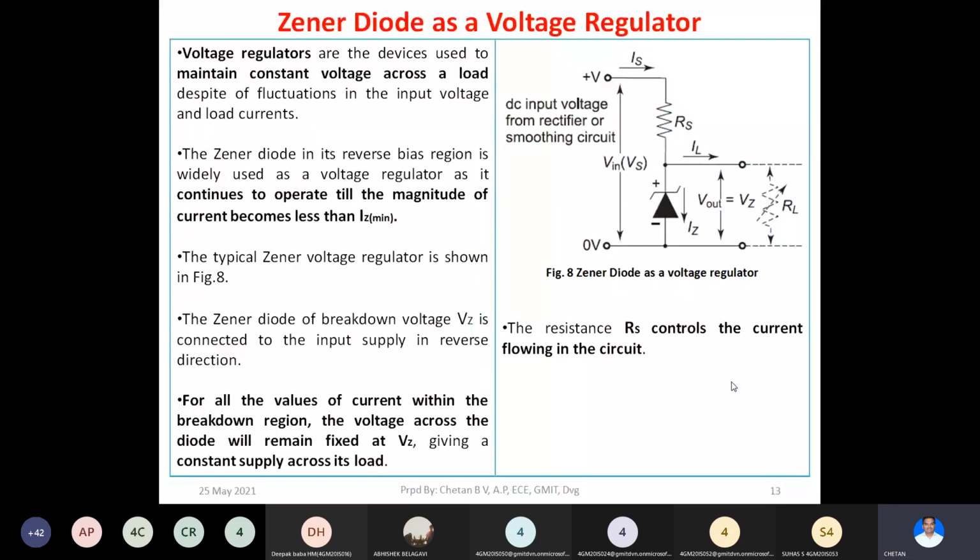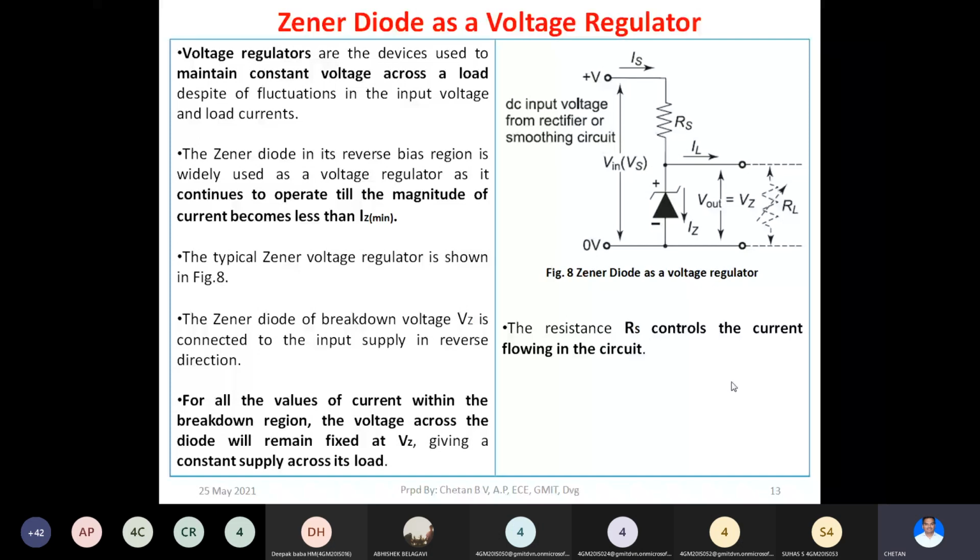Coming to the application of this Zener diode, as I already told, a Zener diode can be used as a voltage regulator. So the question is, what do you mean by a voltage regulator? A voltage regulator is a device which maintains a constant output voltage despite variation in its input voltage or variation in the output load current. So there can be two parameters here. Either the input voltage which is applied to this voltage regulator may vary, or the output load may vary.